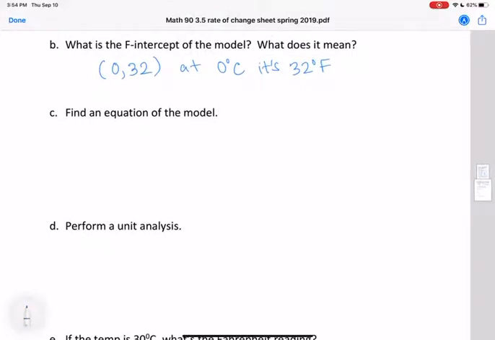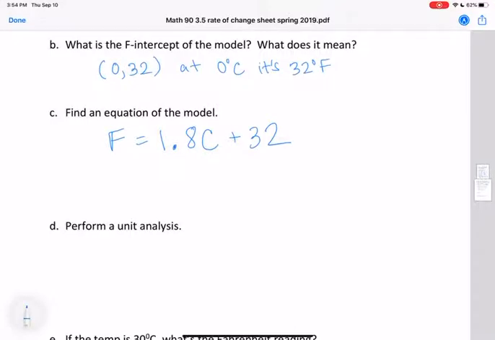Okay, so the equation of the model. So we're going to go with the y equals mx plus b, but remember our y, our dependent is F. So I have F equals 1.8C plus our intercept is 32.